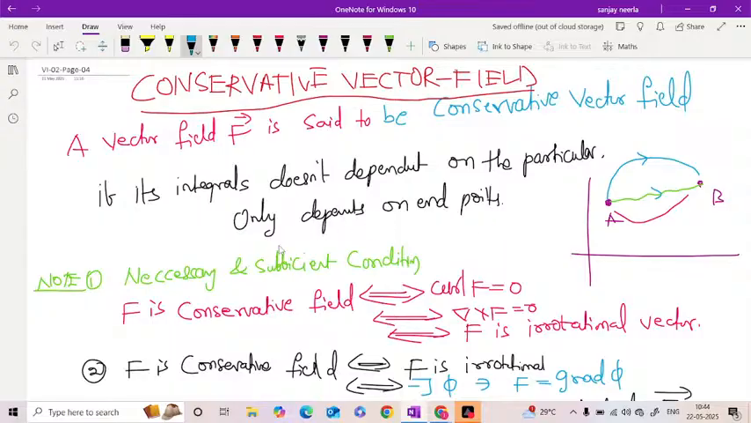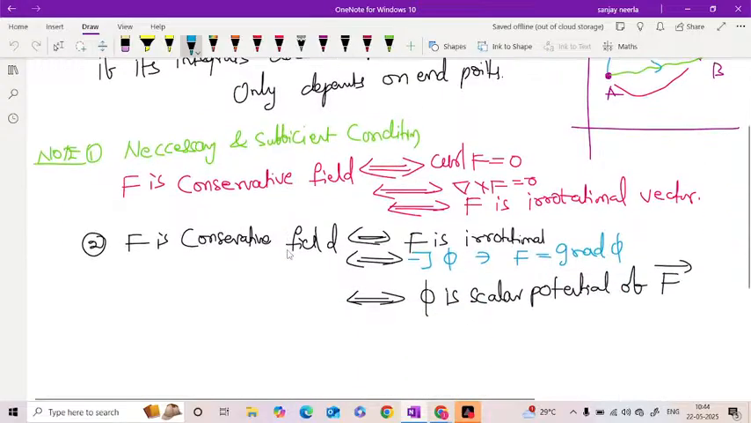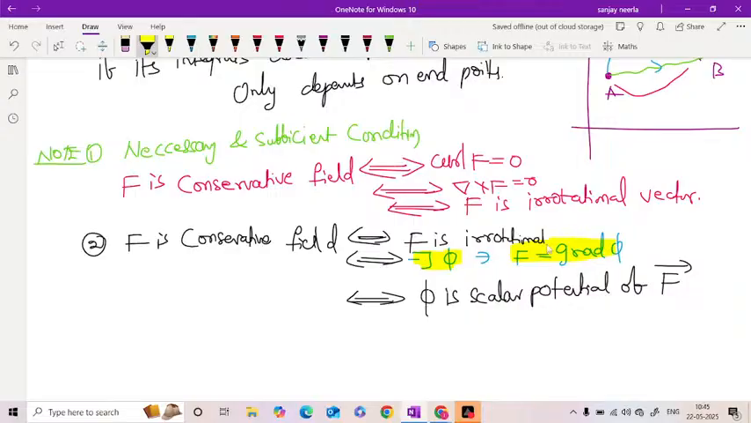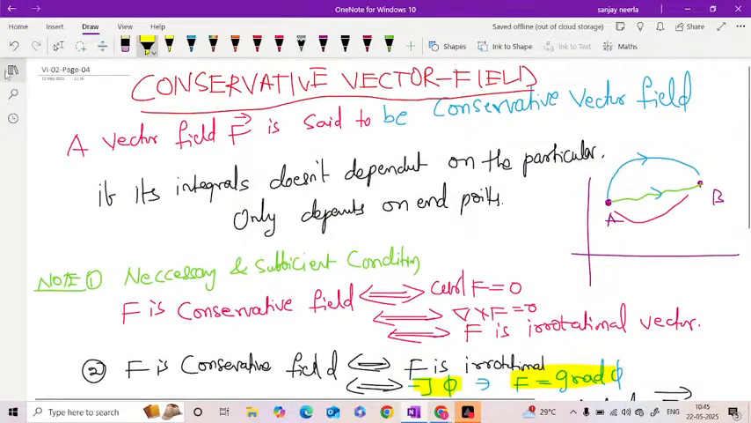Okay, and in this one, the necessary and sufficient conditions: the first is, if f is a conservative field, definitely curl f must be 0, or del cross f must be 0, or f is an irrotational vector. And one more statement: if f is a conservative field, we already know it is an irrotational vector, but according to the scalar potential field, definitely there is a scalar potential field. That means there is a π such that f is equal to the gradient of π. That π we call the scalar potential of this f. Okay, this is one more.